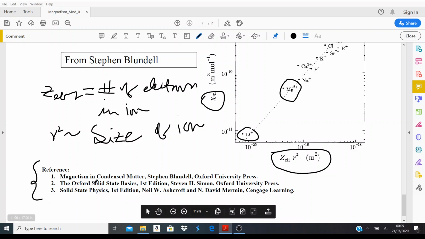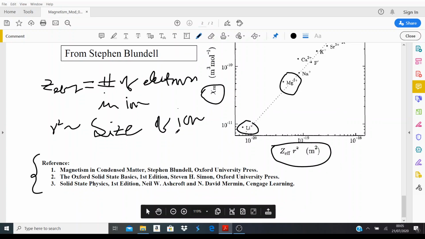I think that's about it, and I want to give you these references. This is Magnetism in Condensed Matter by Blundell. This is the graph I've taken from this book, and we have this classic from Stephen Simon, the Oxford series, and then the solid-state physics book from Ashcroft and Mermin.